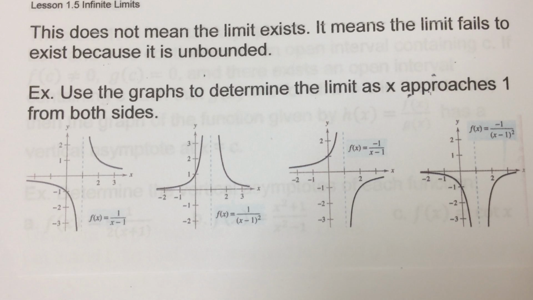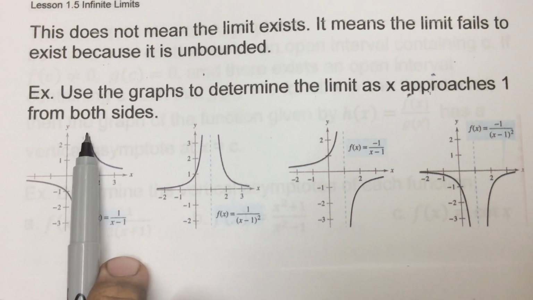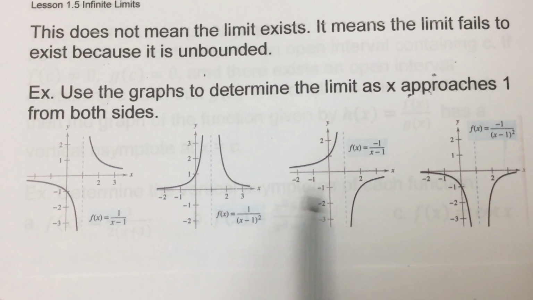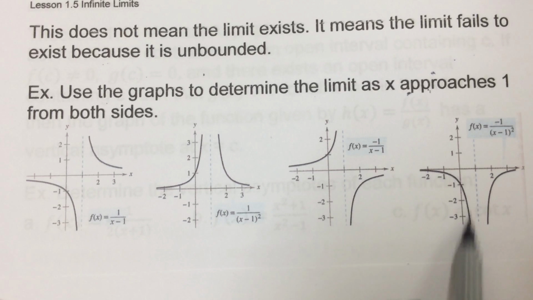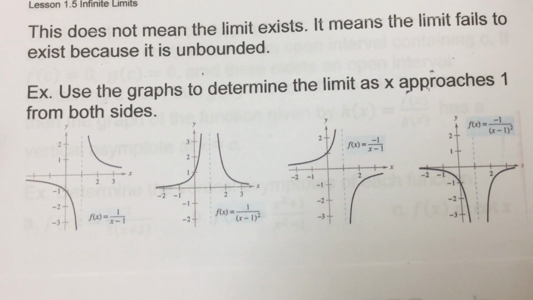So we can use the graphs to determine the limit as x approaches 1 from both sides. So here from the left, we're going to -infinity. From the right, we're going to infinity. On this one, both sides, we're going to infinity. Here, the left goes to infinity and the right goes to -infinity, or they both go to -infinity. So just some different examples of where things are going to go.